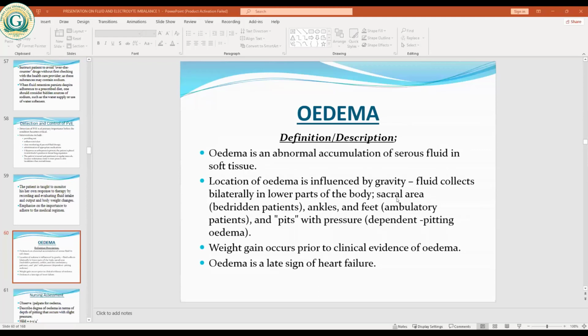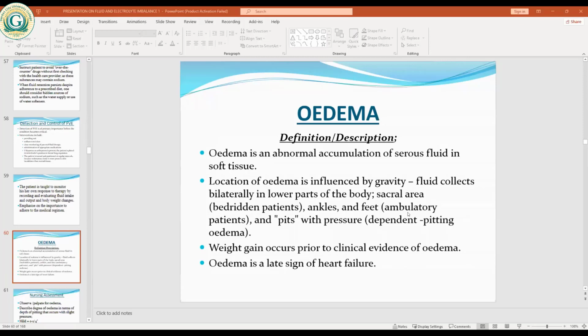In the lower parts of the body, the sacral area, when you are bedridden or when you are lying in bed for long and there's edema, you see that fluid collected around the sacral area. The ankles and the feet, if you are ambulatory, because of the gravity acting on you, you have fluids accumulating around the ankles and then the feet. And it pits with pressure. Once you press on it, there's pitting edema.